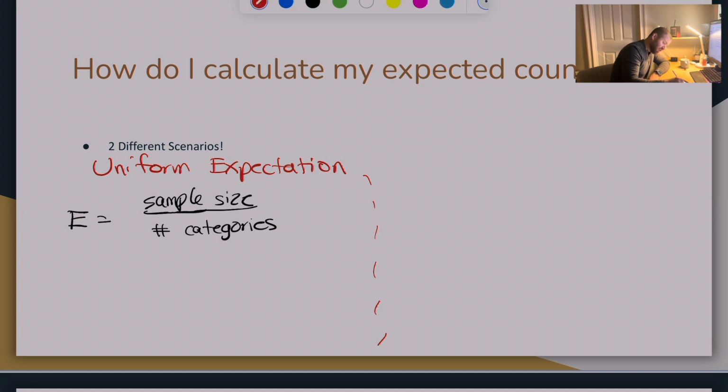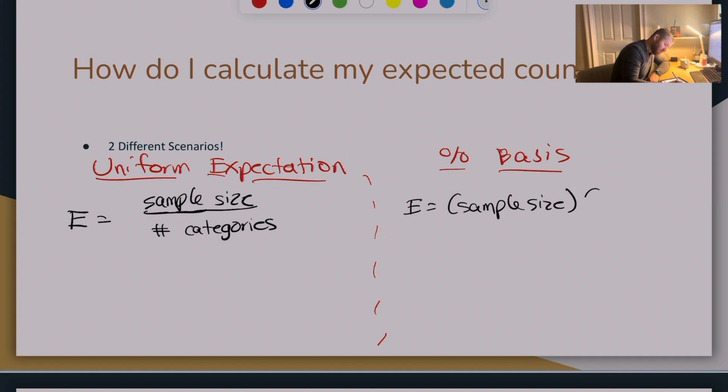The other way you have it is some sort of percentage basis. Let me underline these here. And if that's the case, the expected equals the sample size times the percent in that category. All right, so I'll take the percentage and multiply it. What's very important, again, common mistake, is that it is the total sample size. It is not the observed number in that category times the percentage. It's the total sample size times the percentage.